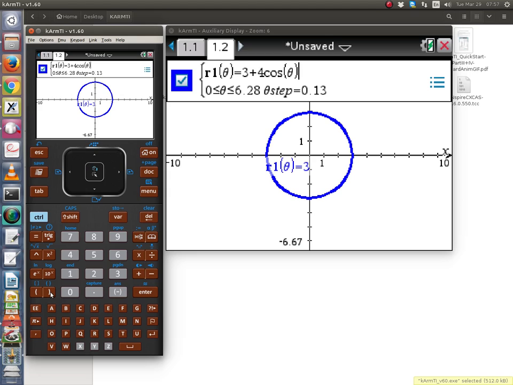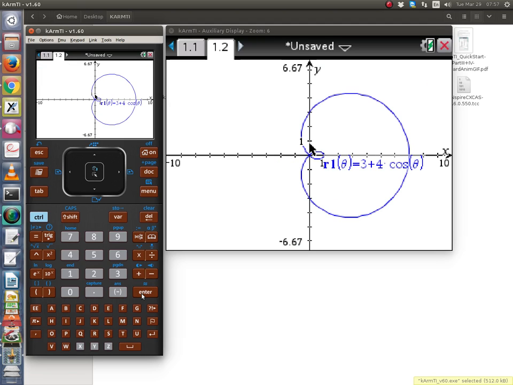Now, I could do this in parametric mode. If I make x1 of t, that in parentheses times cosine of t. And I make y of t, that in parentheses times sine of t. I could do this in parametric mode, but it's so much easier to do it in polar mode if the r's are the same. And we call that a cardioid with an inner loop.